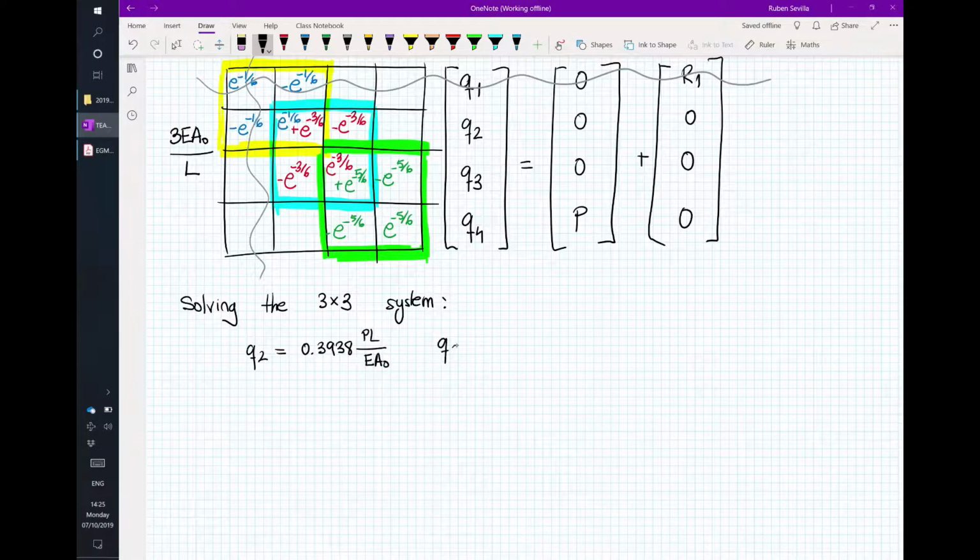Displacement at the node number 2, displacement at the node number 3, and displacement at the node 4. That's the solution of the system.